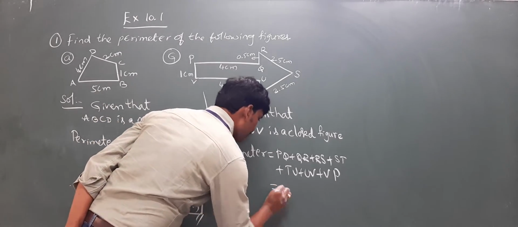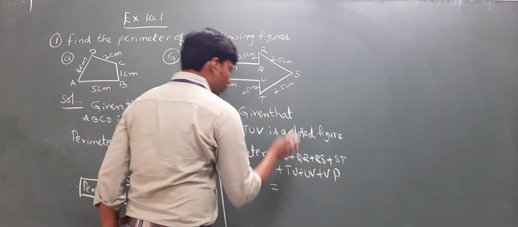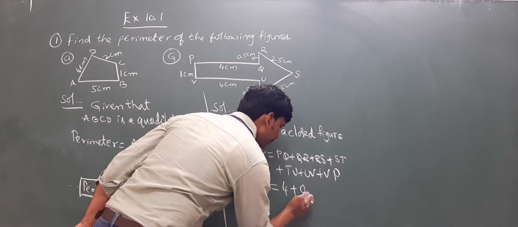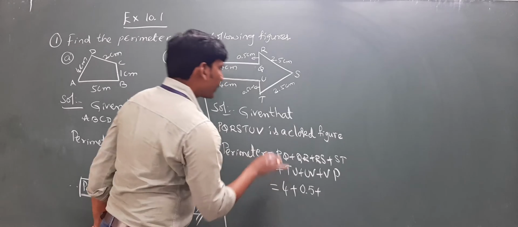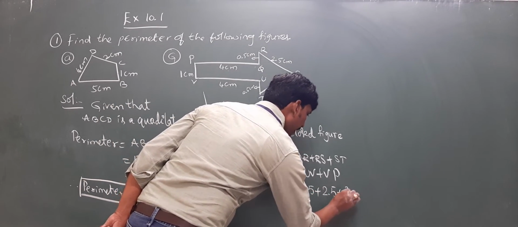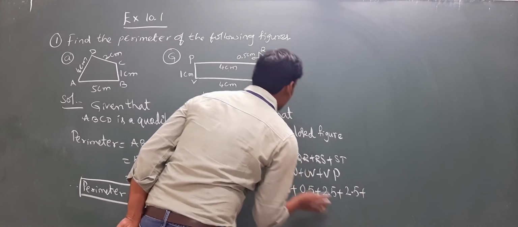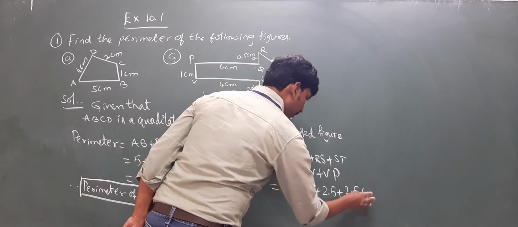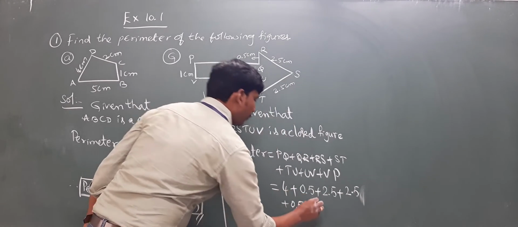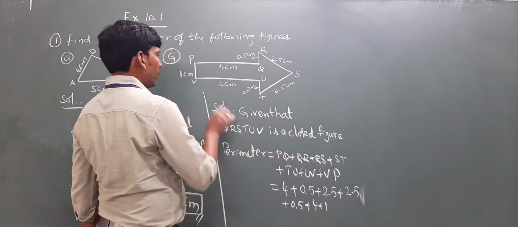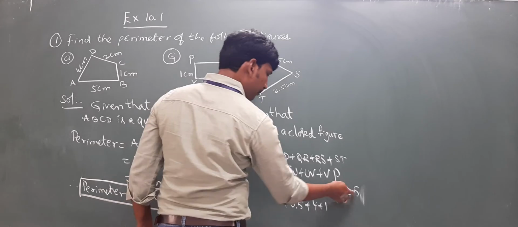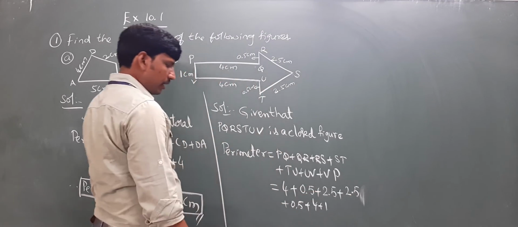So now substitute all the values. What is PQ here? PQ is equal to 4 centimeters, plus QR is equal to 0.5, plus what is RS? 2.5, plus again ST is 2.5, plus 0.5 I am writing here, plus 0.5, plus 4, plus 1. Clear? 1, 2, 3, 4, 5, 6, 7. Yes, 1, 2, 3, 4, 5, 6, 7. Now see how many 4s are there?